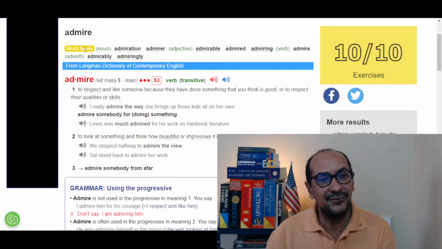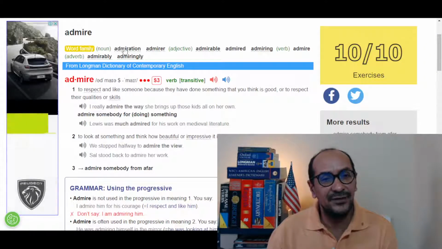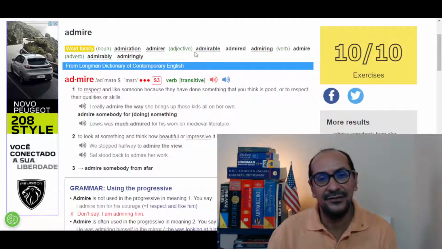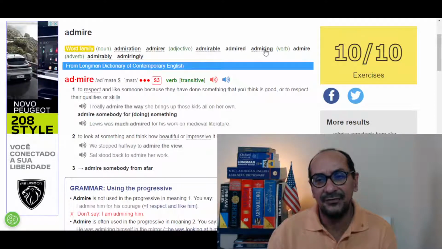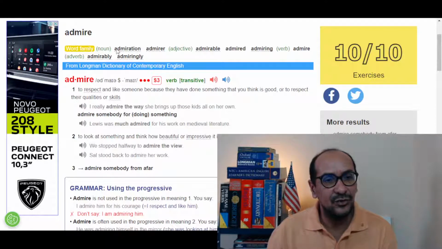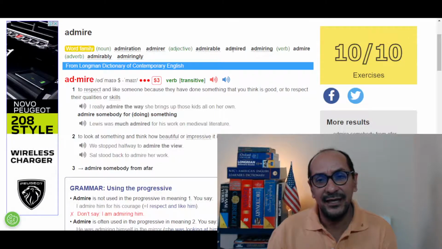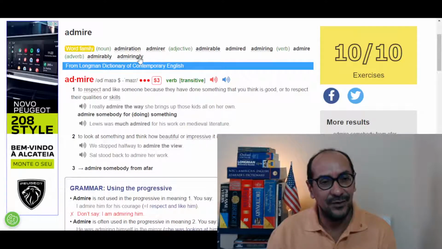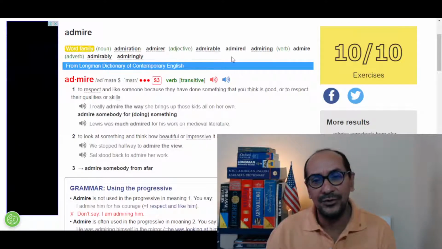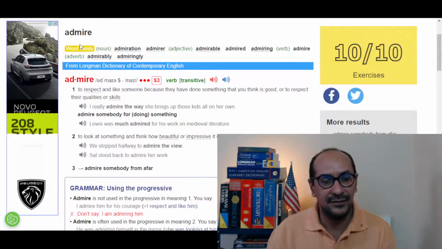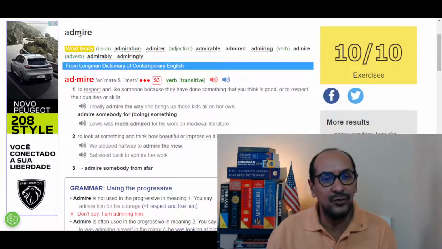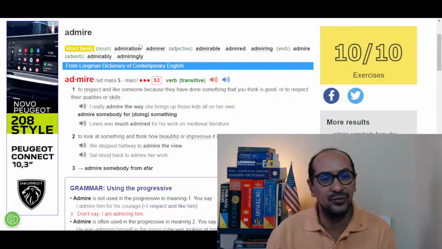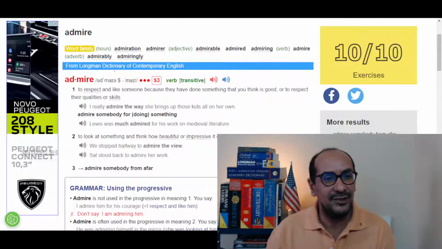So you see there you have the word. It says we have a word family. The word family you have admiration, admirer, admirable, admired, admiring. So this is the family. So these are nouns, these are the adjectives, and these are the verb. This is the verb only. And these are the adverbs, okay? So this is important that you learn the word family, because you don't learn only one word, not only the verb, but also the other words, as you can see.